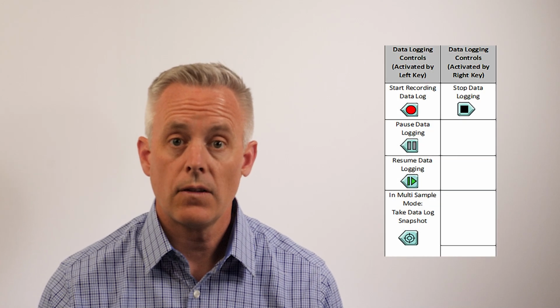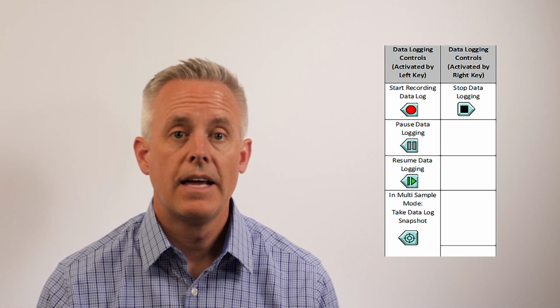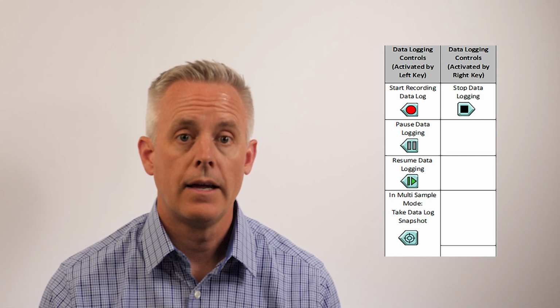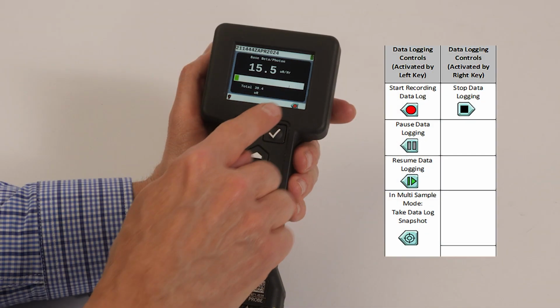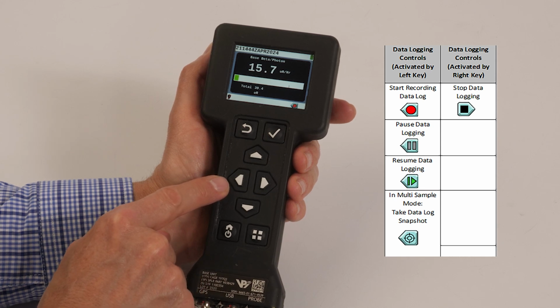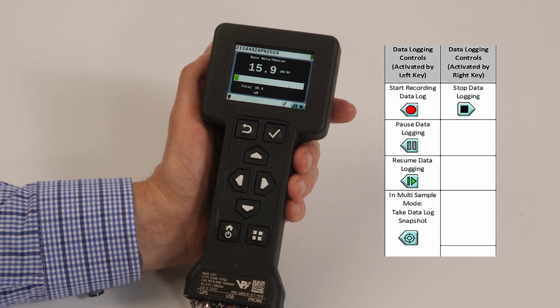There are 6 data logging symbols that are associated with data logging functions. These symbols will appear in the home screen footer bar as they become available for use. The red recording symbol on an image of the left arrow key on the base unit keypad indicates that when pressed, the base unit will start recording data logs.